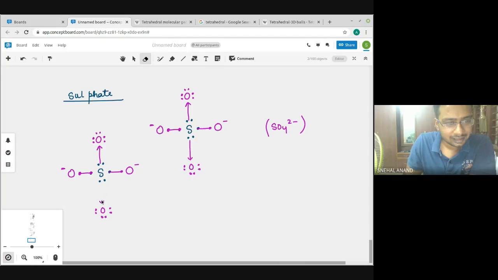Now, if some other day the sulfate decides that I'm not helping two oxygen, I'm just helping one oxygen, this will be called sulfite. Is that right? That entirely depends on the mood of the sulfur. Some other day it is in another mood. It says I'm not helping two oxygen, I'm just helping one oxygen.